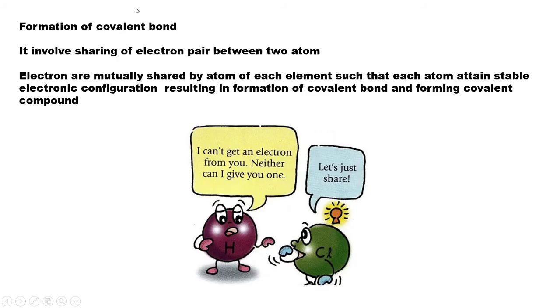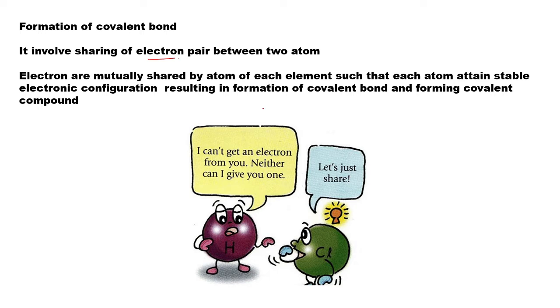Now you all have studied how electrovalent compounds are formed. In electrovalent compound formation, they involve the transfer of valence electrons. But that is not the case with covalent compounds. In covalent compounds, there is a sharing of an electron pair between the combining atoms. Electrons in the valence shells are mutually shared by the atoms of the elements in such a way that each atom attains a stable electronic configuration.